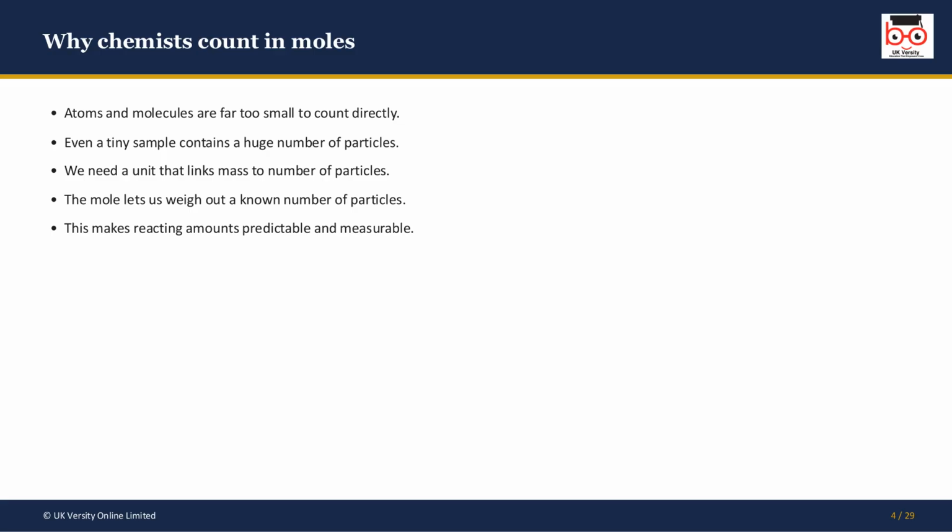Atoms and molecules are far too small to count out one by one, and even the tiniest speck of a substance contains an astronomical number of particles. What we need is a unit that ties the mass we can weigh on a balance to the number of particles present. That's exactly what the mole does. It lets us weigh out a known number of particles, which makes reacting amounts predictable and measurable.